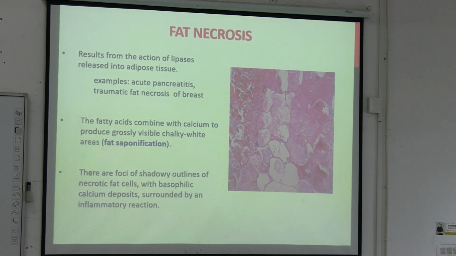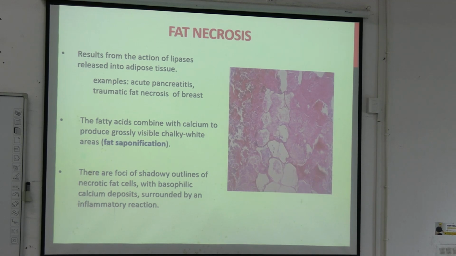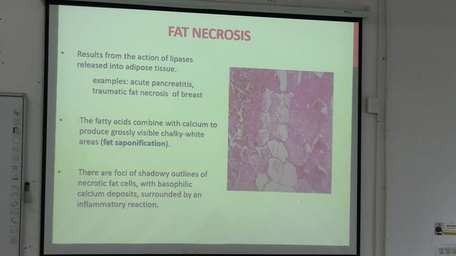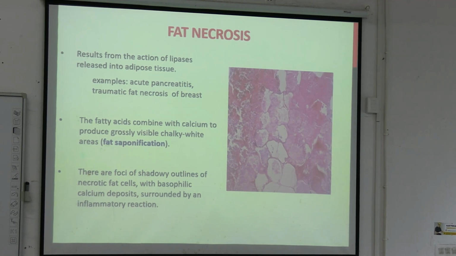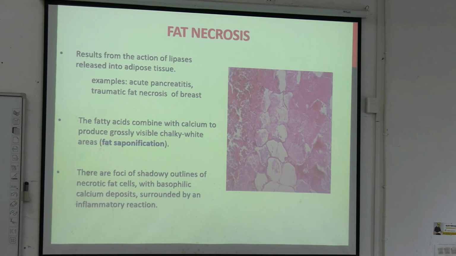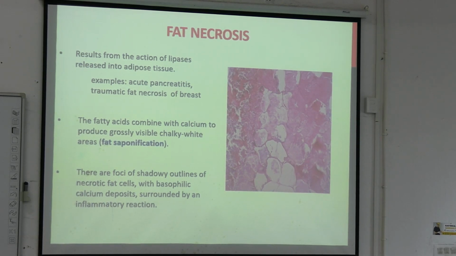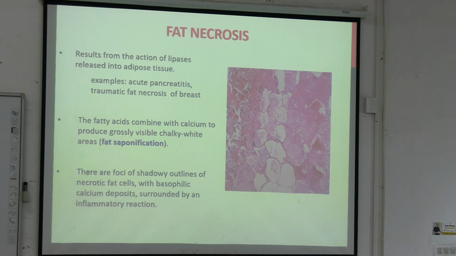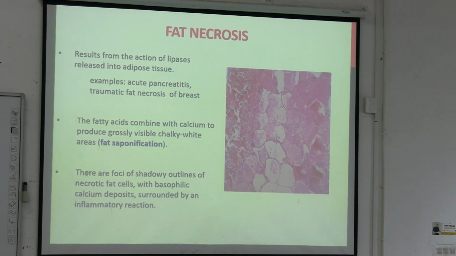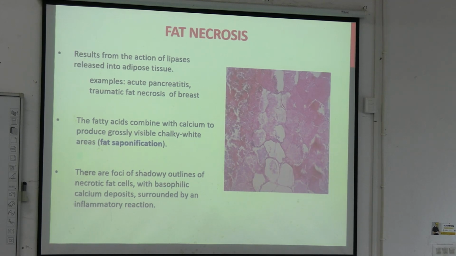Next type of necrosis is known as fat necrosis. Fat necrosis is usually seen in areas where the fat content is high, like in case of breast, in case of pancreas, and there is liberation of an enzyme known as lipase. What does lipase do? It converts fat into fatty acid and glycerol. That fatty acid binds with the extravasated calcium and forms soap. This is known as fat saponification.